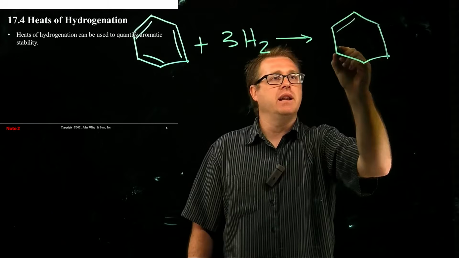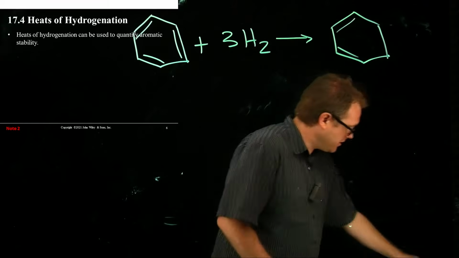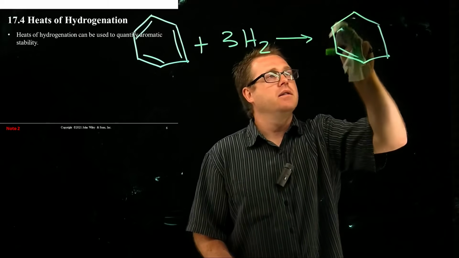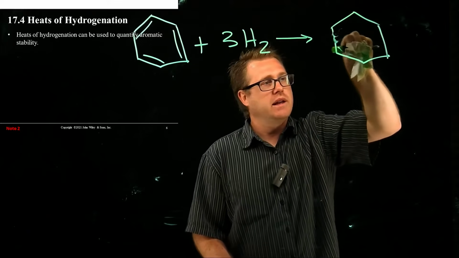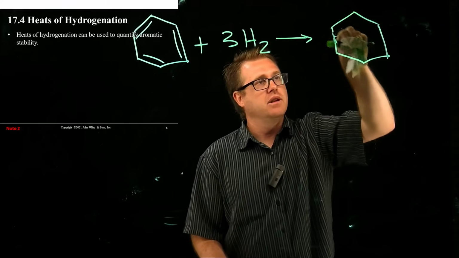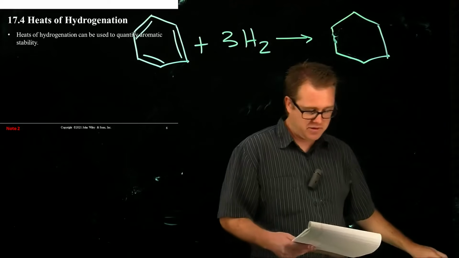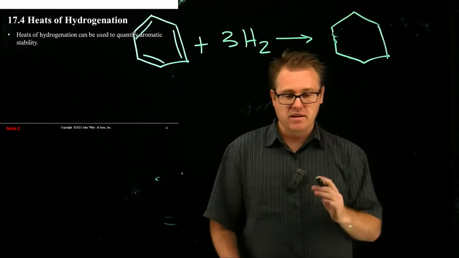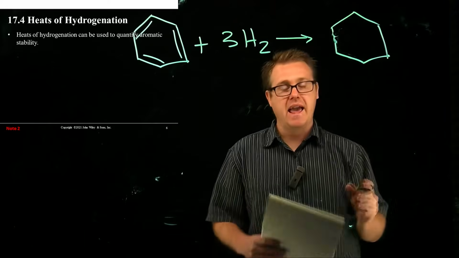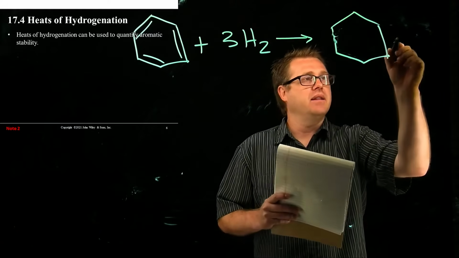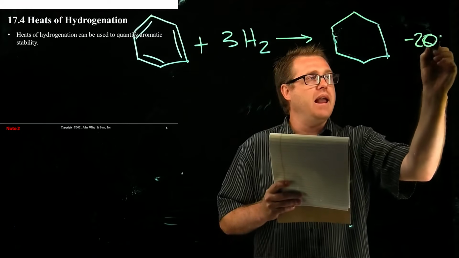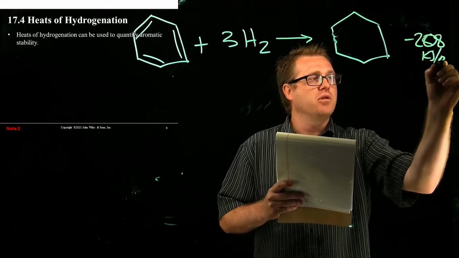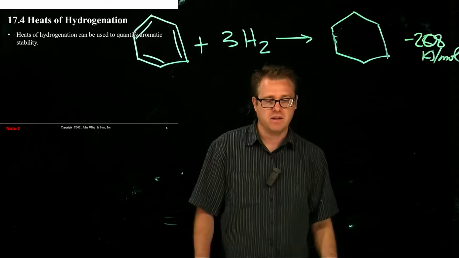And so we are going to get cyclohexane. You can see all the double bonds have been reduced. Okay? And this reaction gives off a lot of energy. And the heat of the reaction is going to be 208 kilojoules per mole. Okay, so it gives off a lot of heat.